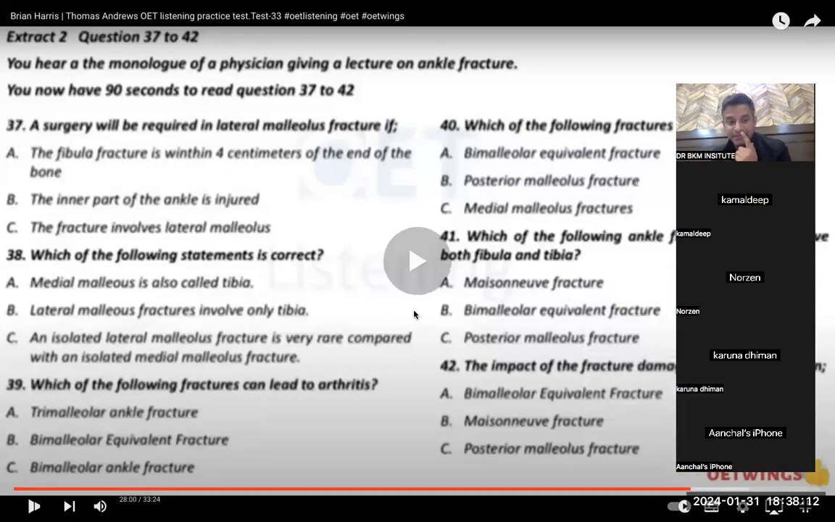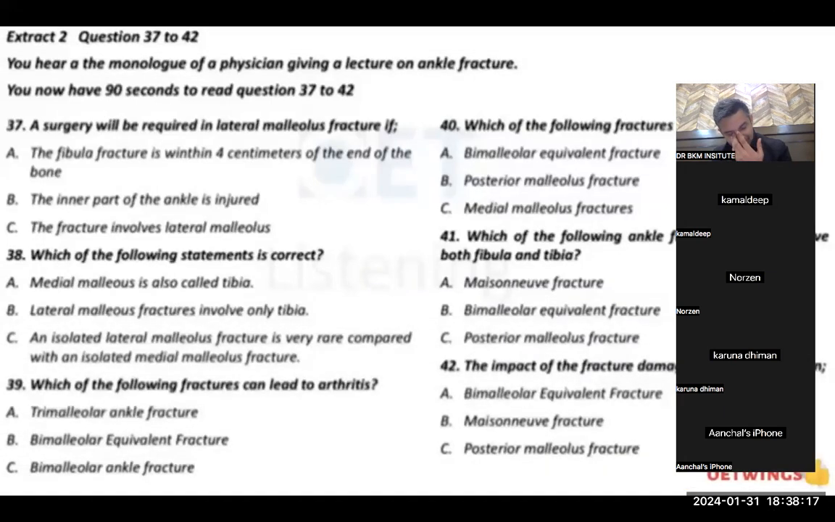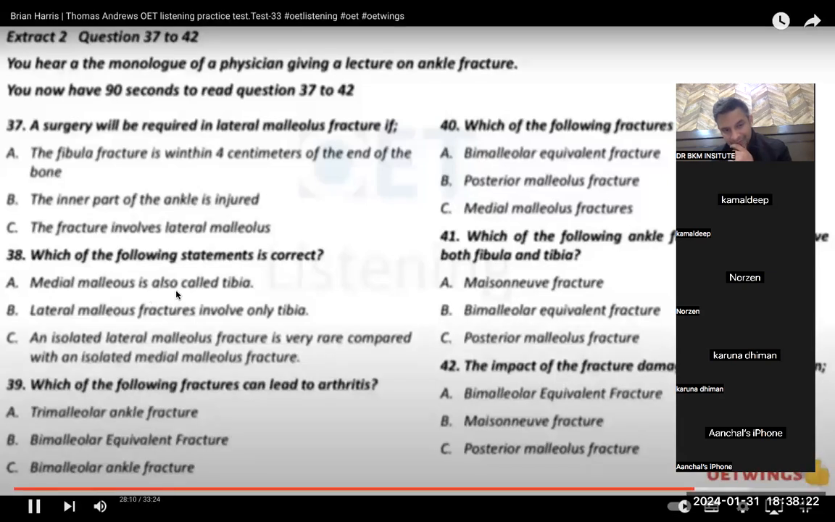Again, see elimination. In such a case, the fracture can be treated non-surgically if there is no injury on the inner part of the ankle. Medial malleolus fractures involve only tibia. This fracture occurs to the medial malleolus. Fracture eliminated. B option is eliminated. The end of the tibia, which is called the medial malleolus. An isolated medial malleolus fracture is very rare compared with an isolated lateral malleolus fracture. So the words have been shuffled in option C. So A, which was not spoken, becomes my answer because I eliminate B and C. So 38th should be A.